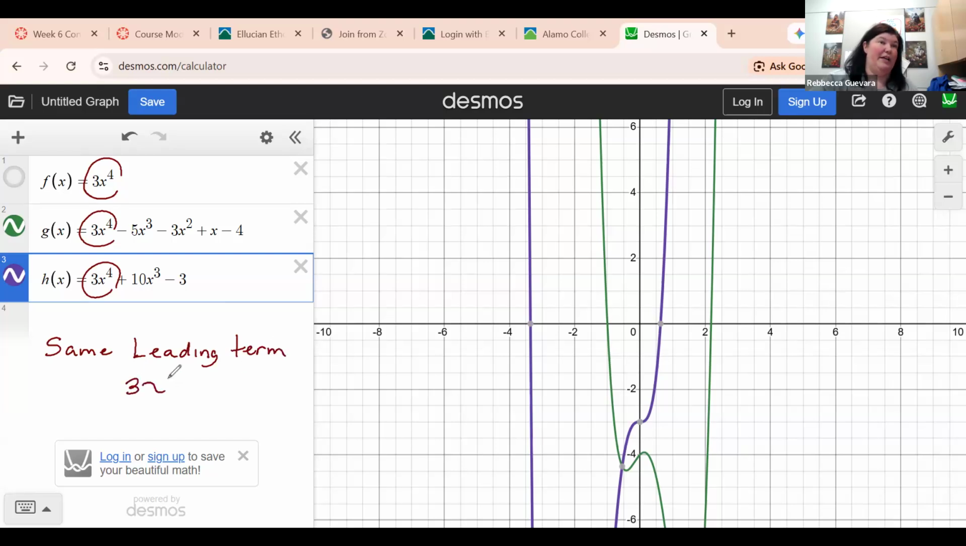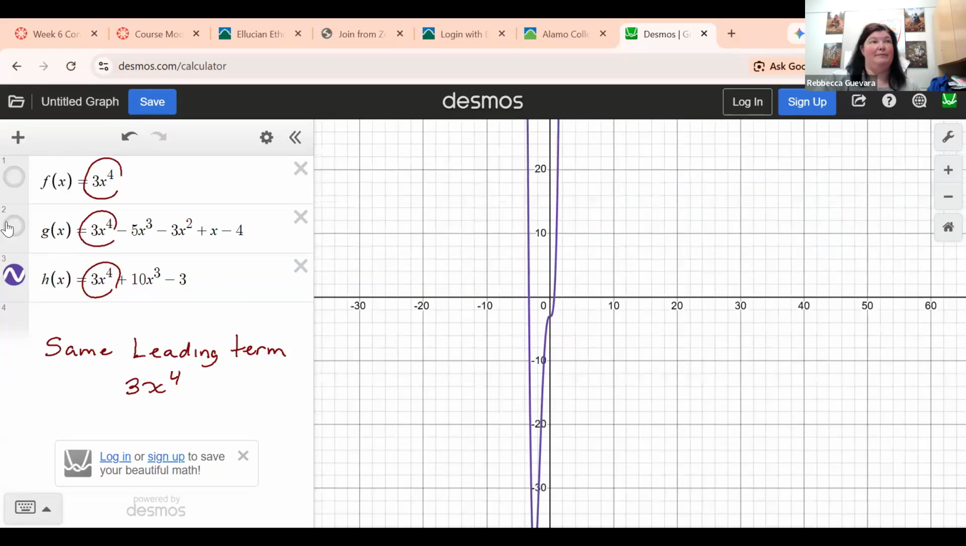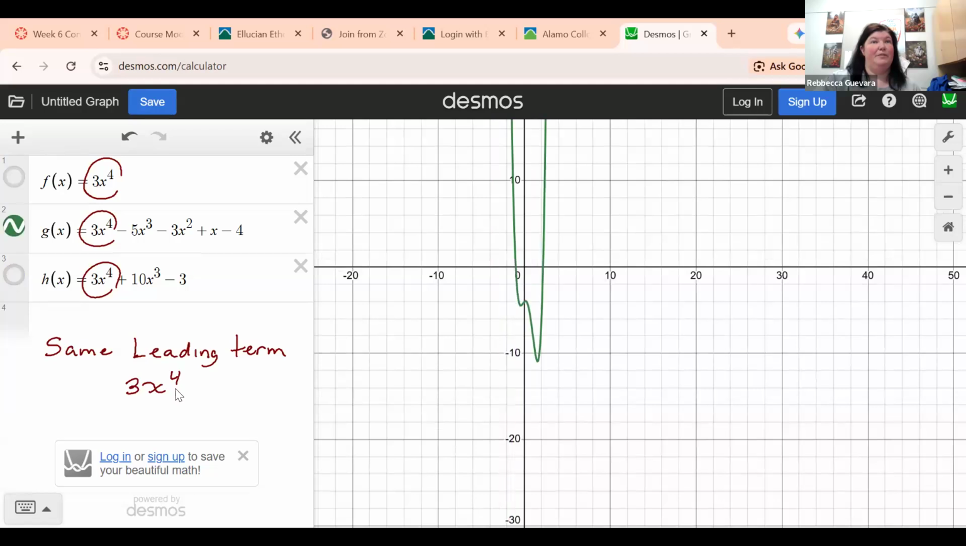That leading term is 3x to the fourth. So right now I just have a couple of them graphed. If I graph the bottom one, 3x to the fourth plus 10x to the third minus 3, it's going to look like this. We see it kind of bounces around a little bit. That's g, 3x to the fourth minus 5x cubed minus 3x squared plus x minus 4. And that is just 3x to the fourth. So they look like completely different graphs from here, right?